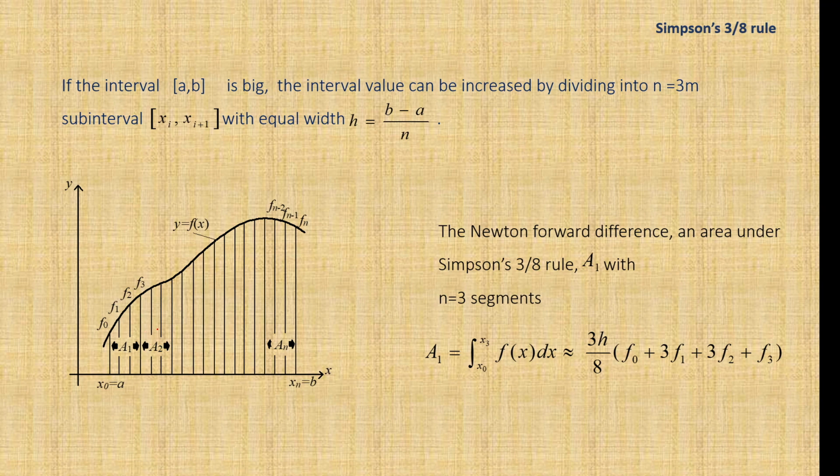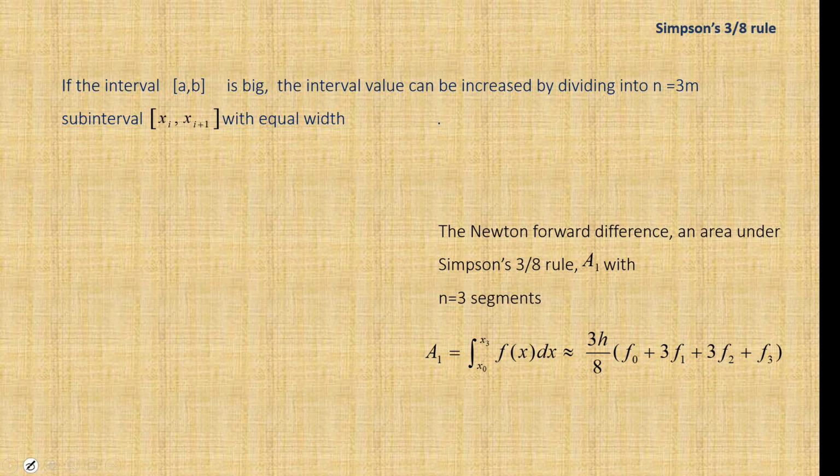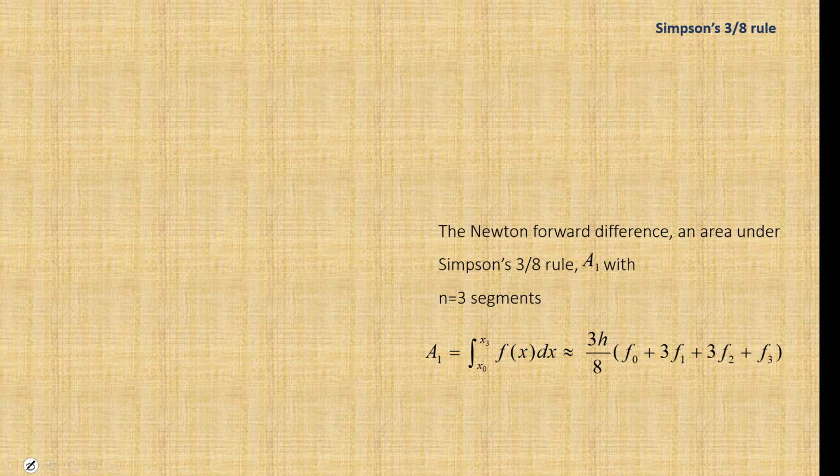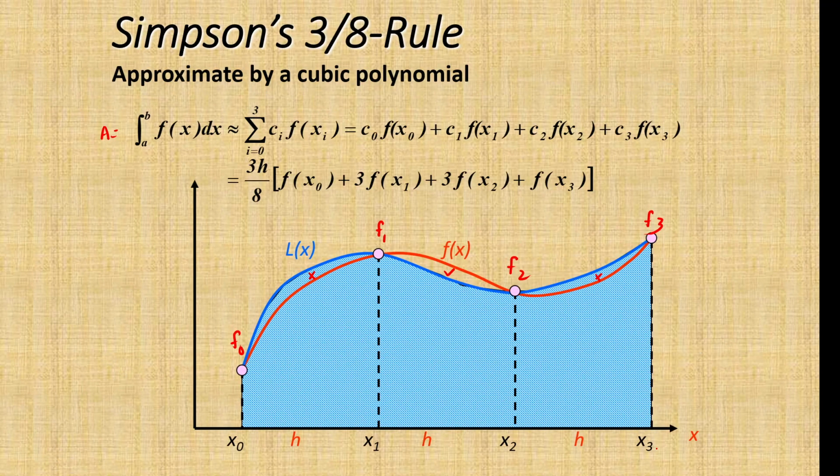So another A2 has 1, 2, 3, 3 segments, up to An, 1, 2, 3, 3 segments. Then f(n minus 2), f(n minus 1), and then you have fn, connected together. This is fn, f(n minus 1), f(n minus 2), f(n minus 3). Using the basic formula, A1 is actually x0 up to x3, because you have 3 segments, 4 points.